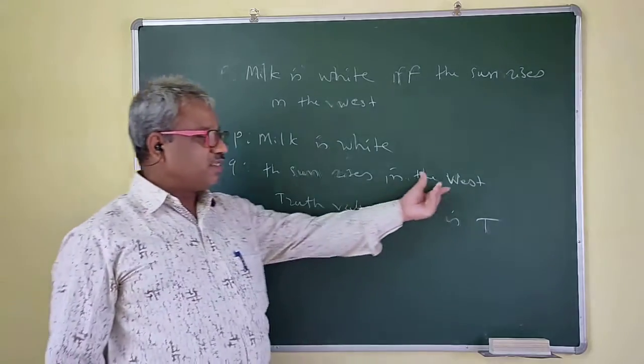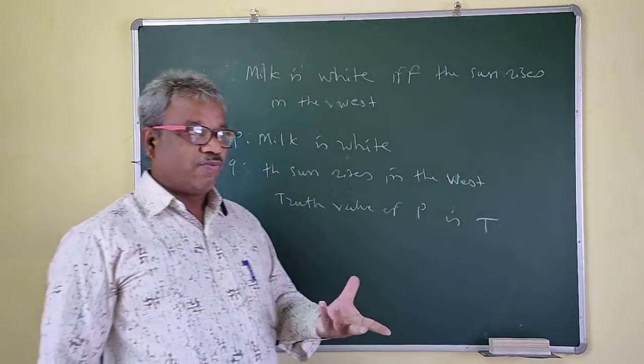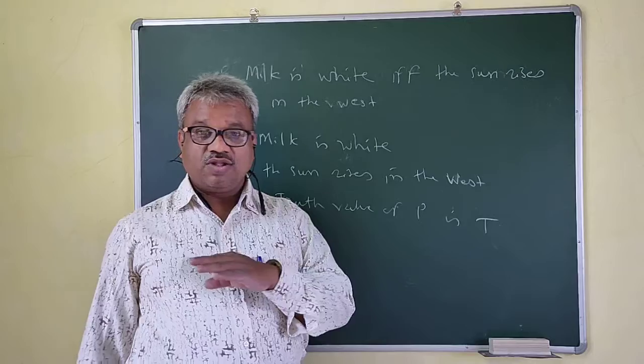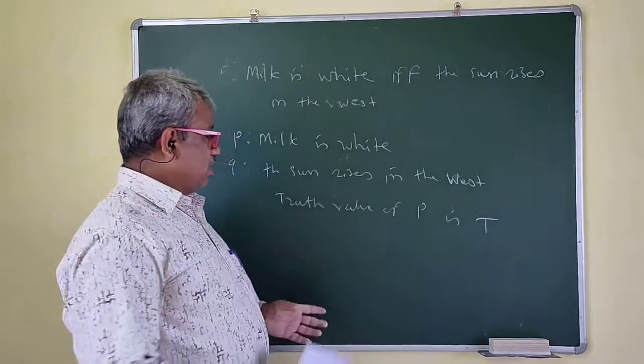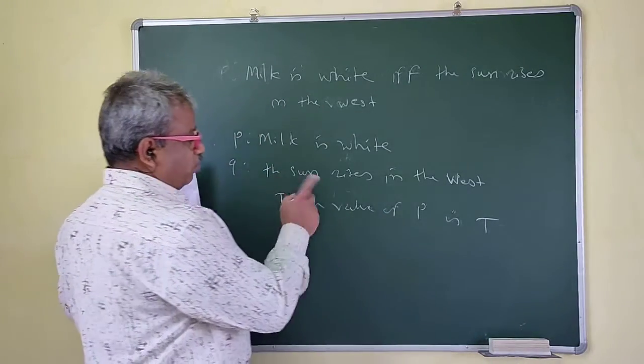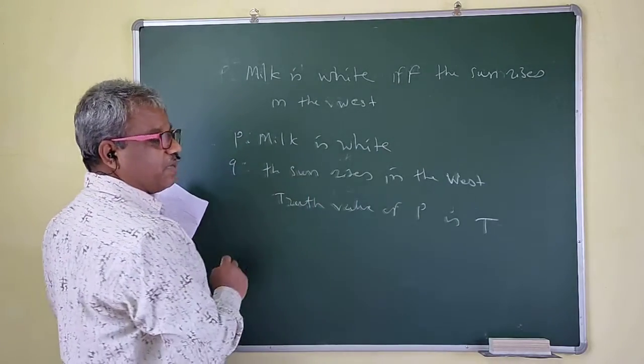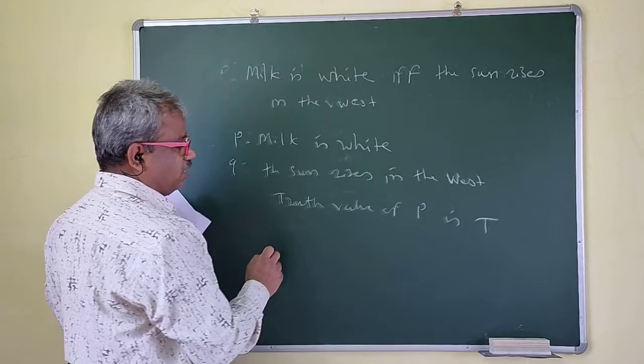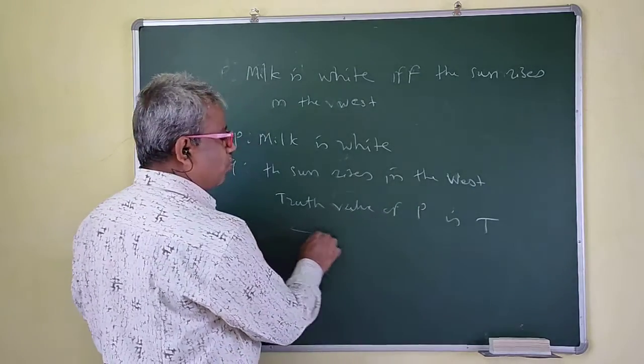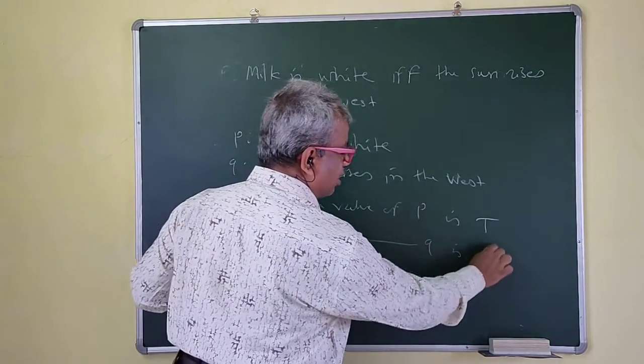Now, the sun rises in the west. So you should know where the sun rises, either in the east or west. Right? So both the positions you should know. Now the sun rises in the west. This is false because the sun rises in the east. So the truth value of Q is F.